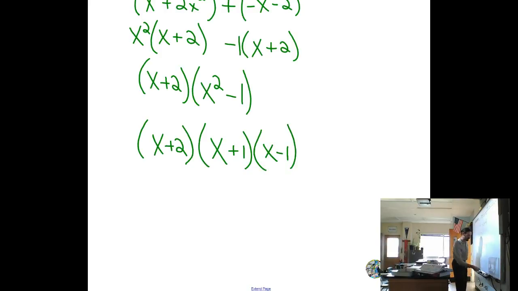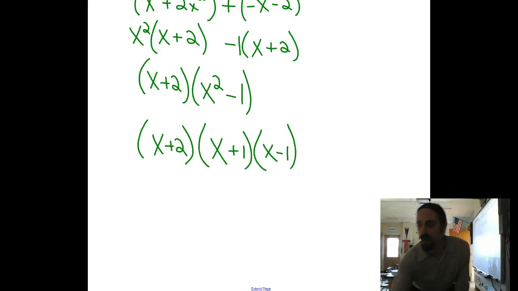Now this is completely factored. And you can see that the next step when we really look at polynomials is, what are your solutions? Well, one solution is negative 2, one solution is negative 1, and one solution is positive 1. Isn't that cool? A little bit of math magic.